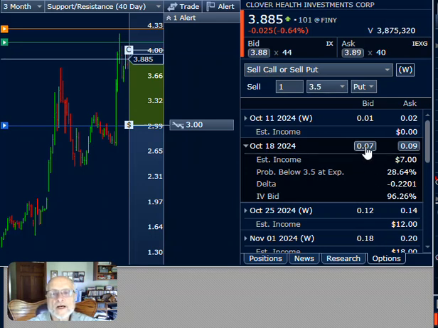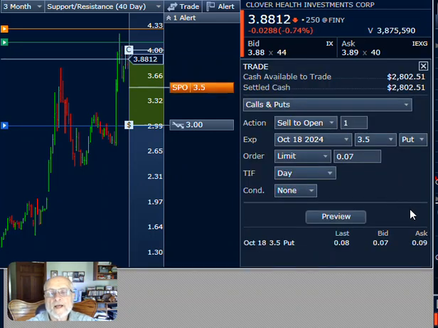And if I click on the left side here, it's going to tell me that the last trade that was done was for 8 cents per share. Right now, somebody's only willing to give me 7 cents, and the current ask price of somebody else in the market is 9 cents. So no one has made an offer that satisfies the current bid price. I'm going to leave this at 7 cents, and I'm going to preview this contract.